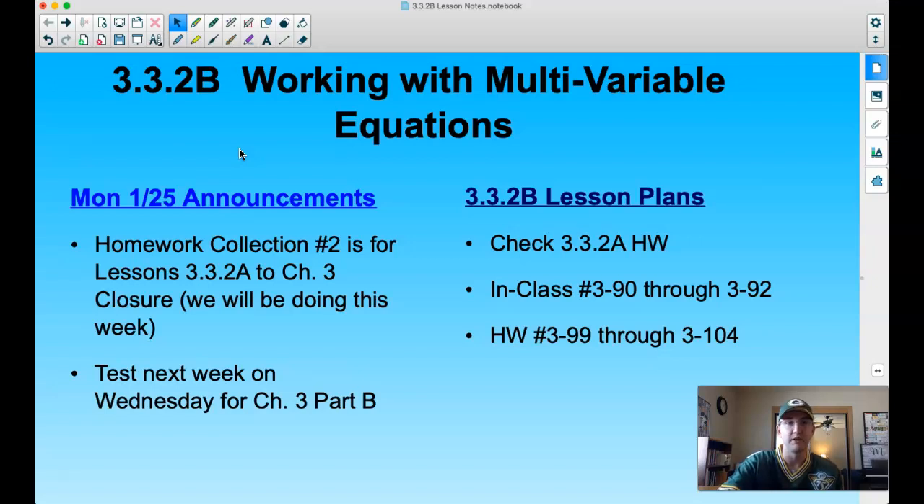So, a couple announcements for the week. Homework Collection 2 is going to be posted on this upcoming Friday, so the lessons that are going to be on that are this homework from last week, Thursday, today's homework, tomorrow's homework, and then the homework from this coming Thursday as well. We're going to have a quiz on Wednesday, and then the test for Chapter 3, the second part, because we did Part A in first semester.